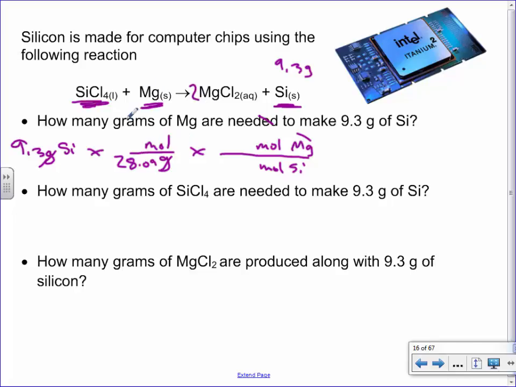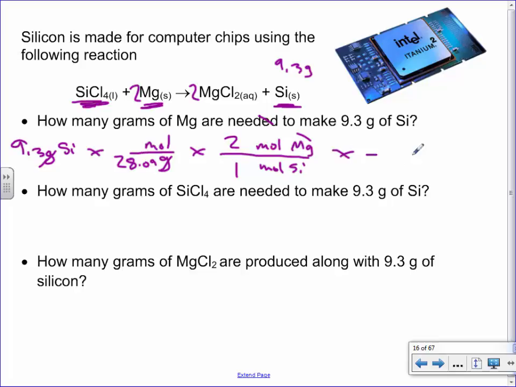I think I need a 2 here to balance the chlorines and a 2 here. So, in a way, I now know my recipe. My recipe says that for every 1 silicon I want to make, I better bring 2 magnesiums to the party. Okay, now that's how many of them I bring. For every 2 magnesiums I bring, I get 1 silicon. But the final question is, sure, you're bringing 2 magnesiums. How heavy is a magnesium?